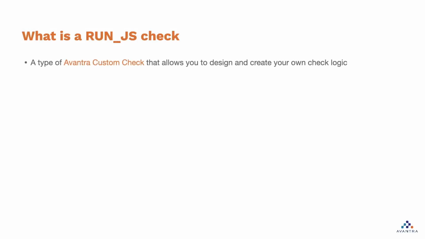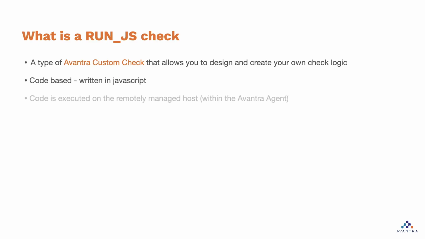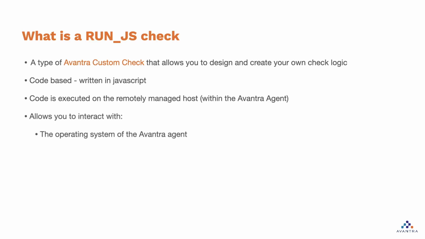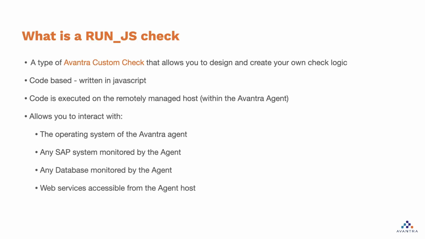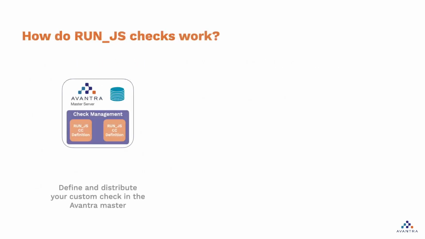What is a RUNJS custom check? Well, it is a type of Avantra custom check that allows you to design and create your own check logic. It is code-based, so it's written in JavaScript, and having some background in JavaScript is very useful at this point. The code itself is executed remotely on the managed host within the Avantra agent, and it allows you to interact with the operating system of the agent, the SAP systems that might be configured there, any databases, and also third-party web services.